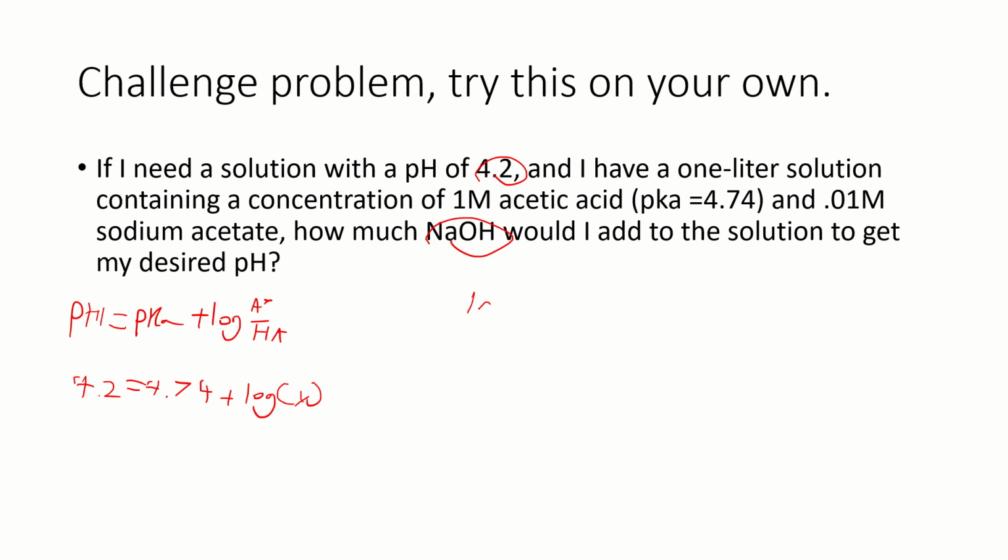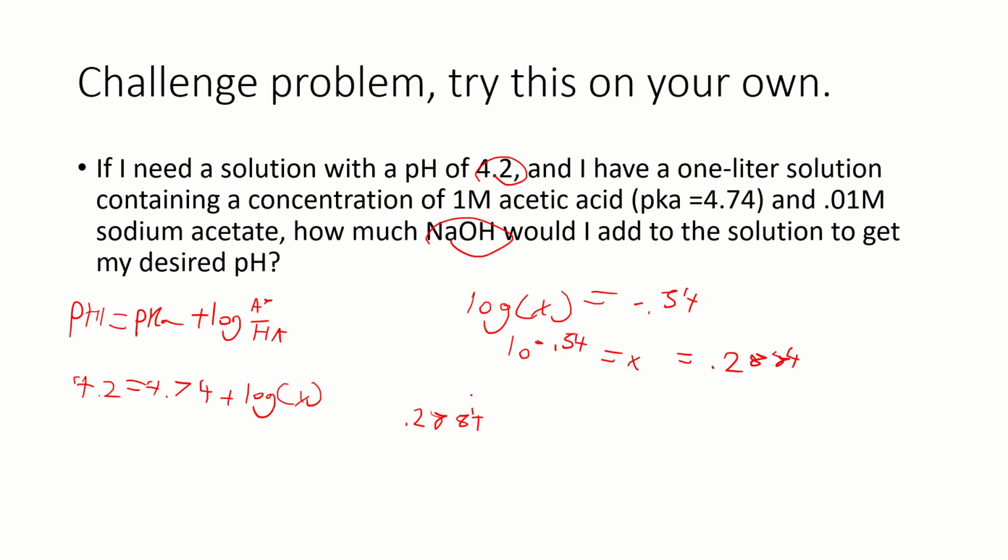So when we solve for log of x, we're going to get log of x is equal to minus 0.54, and so the inverse of a log is to raise to base 10, so 10 to the minus 0.54 is equal to x, which is equal to 0.2884. So what does this 0.2884 represent? Well, this 0.2884 represents the second part of the argument. It represents the ratio of base to acid we have to get to.